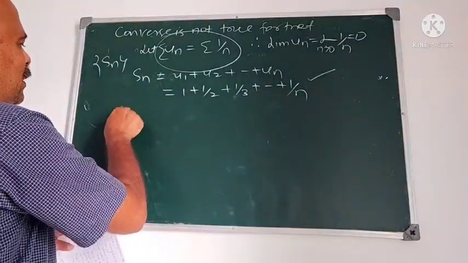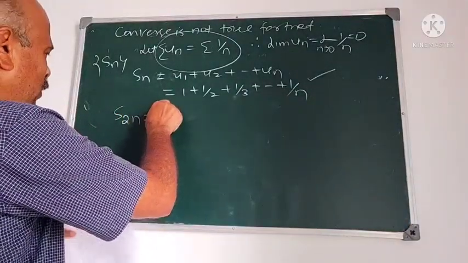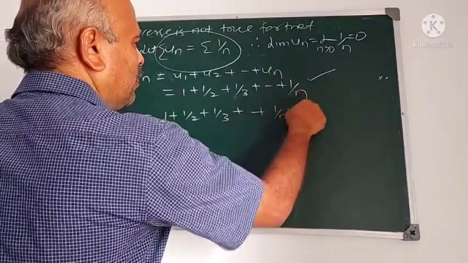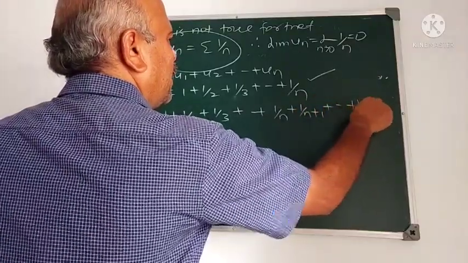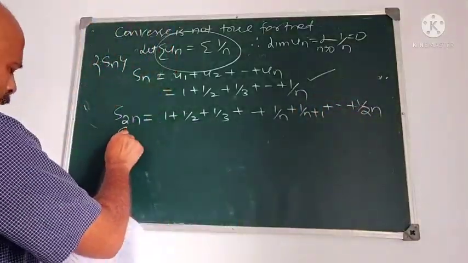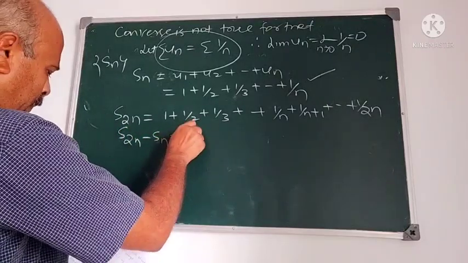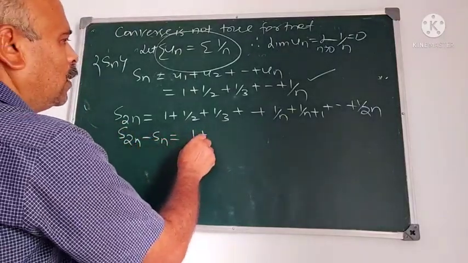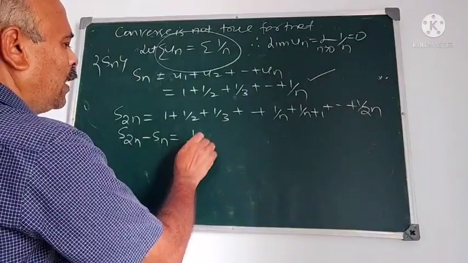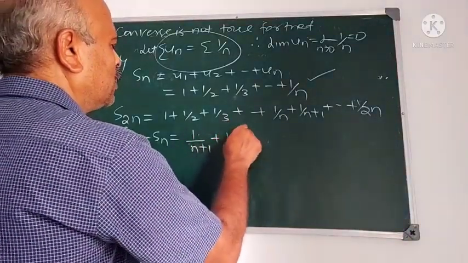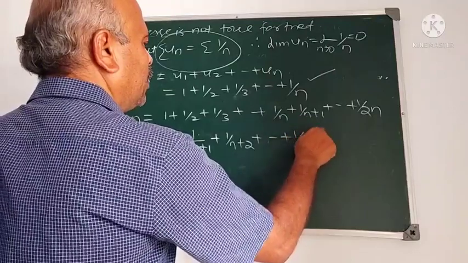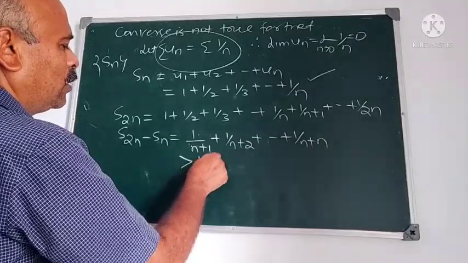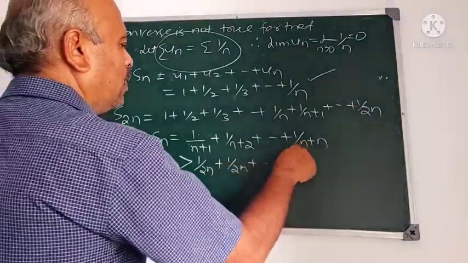So to prove that it is not a Cauchy sequence, I take S2n. What is S2n? 1 plus half plus 1 by 3 plus etc. plus 1 by n plus 1 by n plus 1 plus etc. plus 1 by n plus n, that is 2n. Therefore, S2n minus Sn is 1 upon n plus 1, plus 1 upon n plus 2, plus so on, plus 1 upon n plus n. And it is greater than 1 upon 2n, 1 upon 2n, 1 upon 2n.